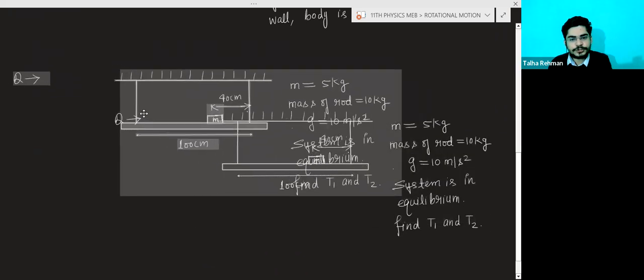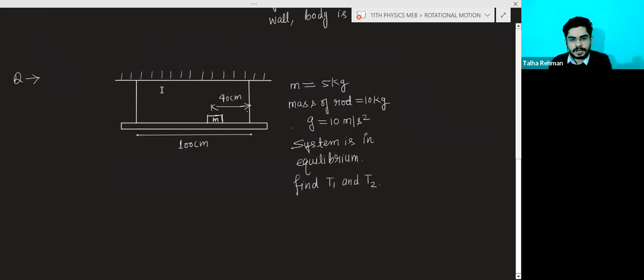You will get lots of questions from this topic. This is a rod, and this rod has a length of 100 centimeter. There is a mass placed on this rod at 40 centimeter. And this rod is attached with 2 strings, and those 2 strings are attached to the roof, or you can say a surface, and this surface is a fixed surface.